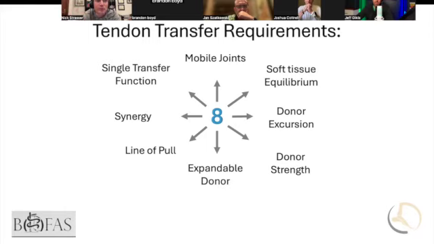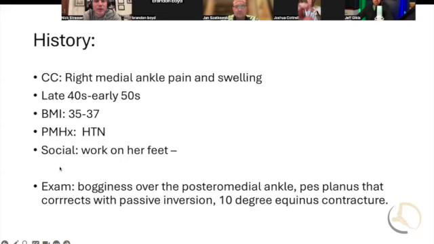The line of pull has to match what you're transferring to, the synergy of the muscle, and this is usually just getting one function out of the tendon transfer. So you'll maybe hear us talk about these things. I just wanted to bring them up as it relates to some of the cases that we're going to talk about this evening. Okay, so first case, this is a female patient presenting in her late 40s, early 50s.